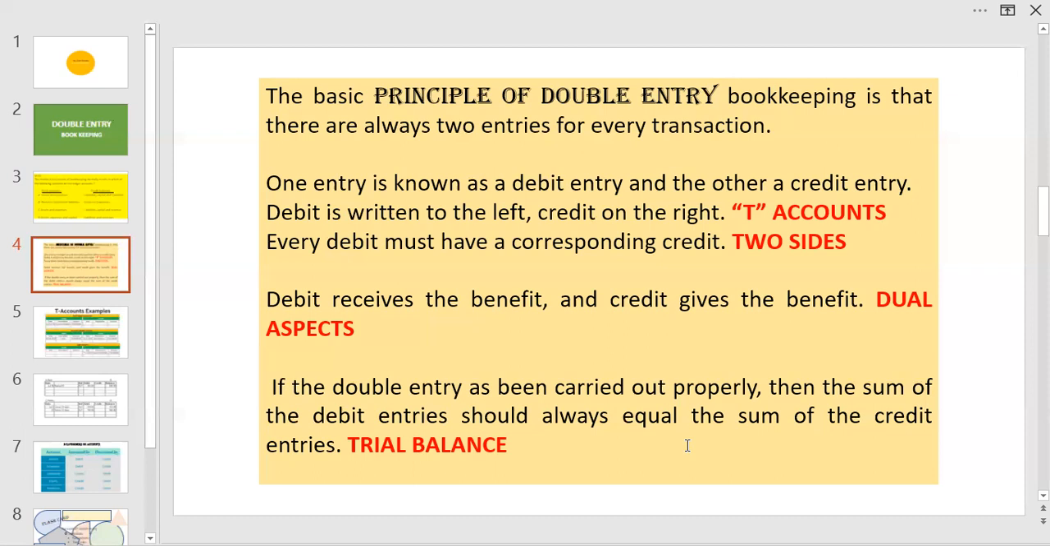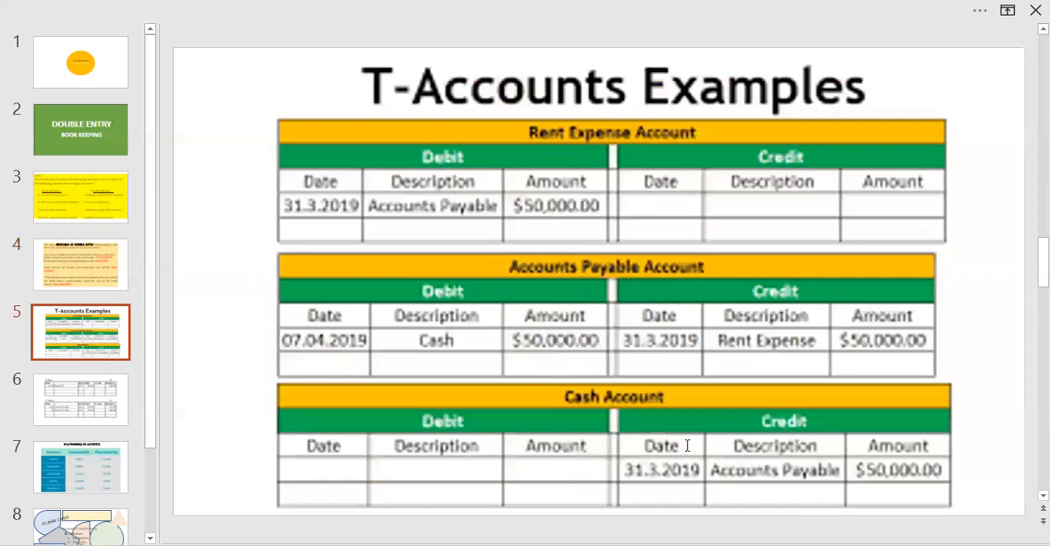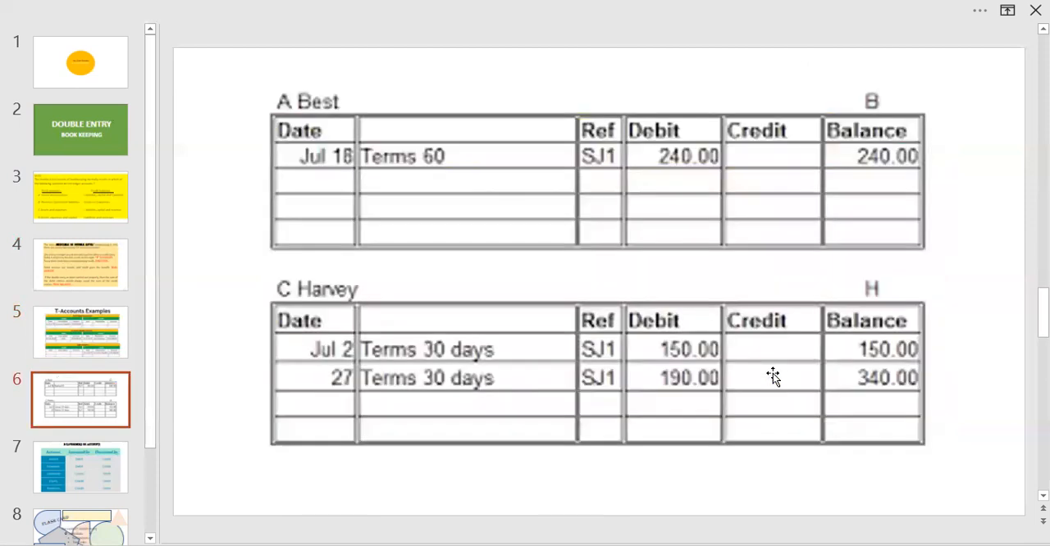Often spoken T accounts are shown here. Three accounts are shown here. Even though these are very useful and mostly used in classrooms, in practical life, the one shown mostly is the columnar accounts, column accounts. This is the format you will see in computerized accounts as well.